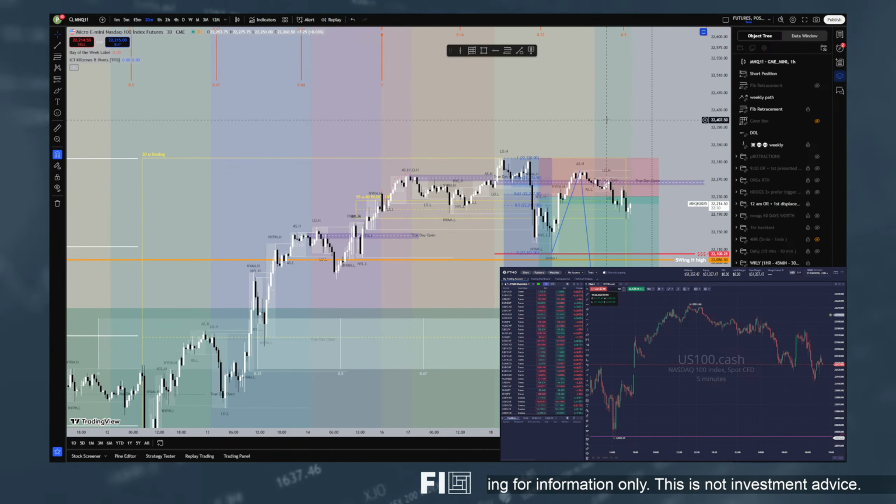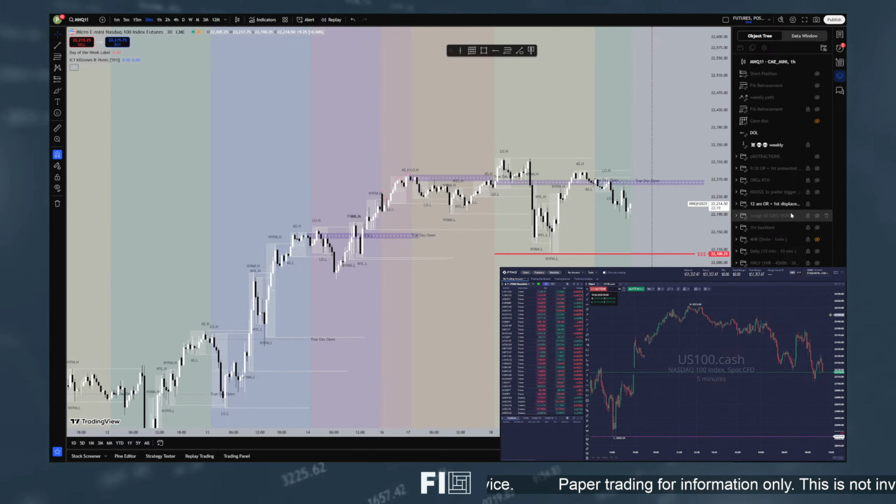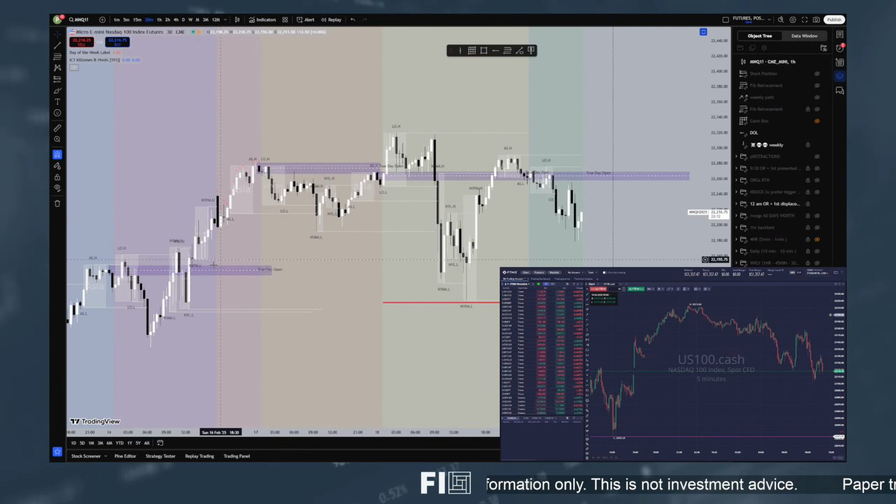If not, it's fine. Alright, so that's kind of the weekly perspective, daily perspective. I want to get rid of this because this is a distraction. Okay, so now I want to look at my ORs, my opening ranges for Wednesday.